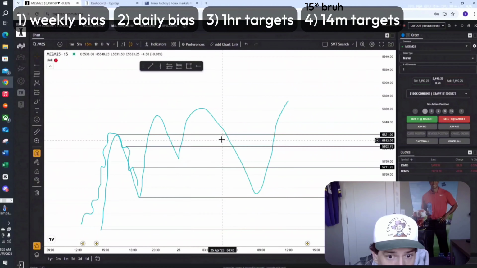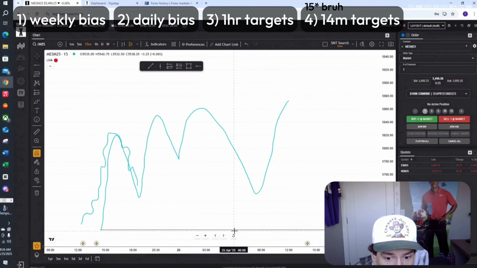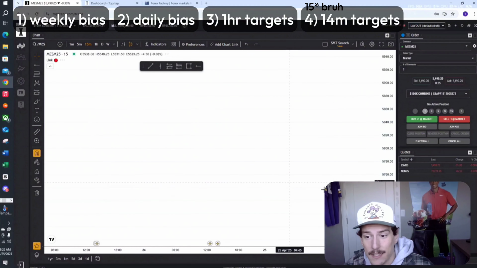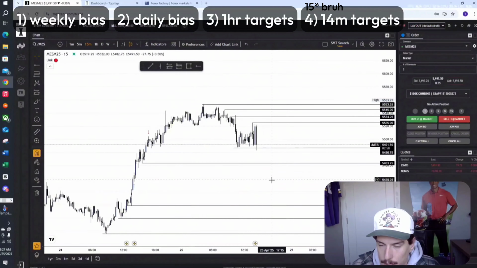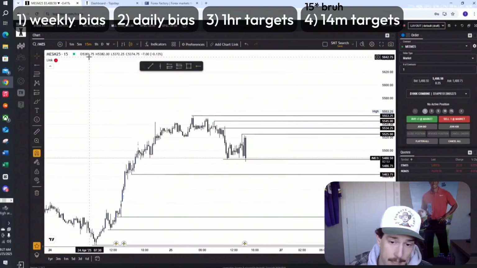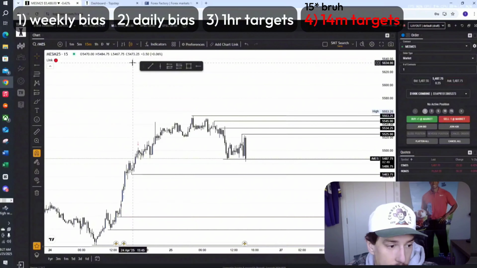So that's why sometimes I don't use 15-minute and sometimes I do use 15-minute key levels, because not all the time the 15-minute is going to line up with the hourly. That's not going to happen all the time. I wish it would. It would definitely take one extra step away from my trading process, but it's not.